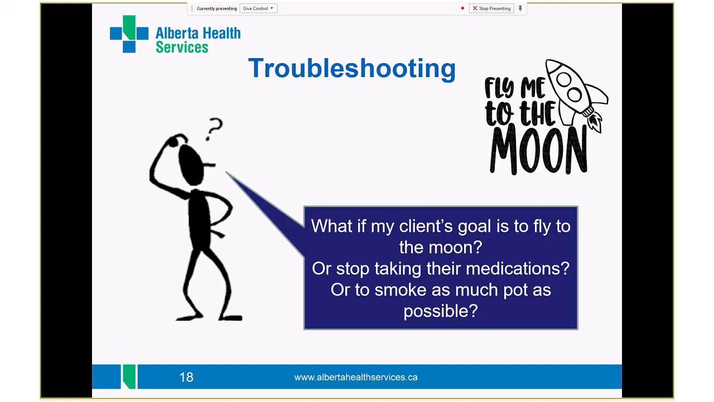So for this particular patient, we wanted to explore the reasons of why he wanted to fly to the moon. The reason that he told us was he wanted to be as far away from Alberta Hospital as possible, and for him, in his mind, that was the moon. So we changed the goal to getting discharged from Alberta Hospital, and that was equated to his goal of flying to the moon.